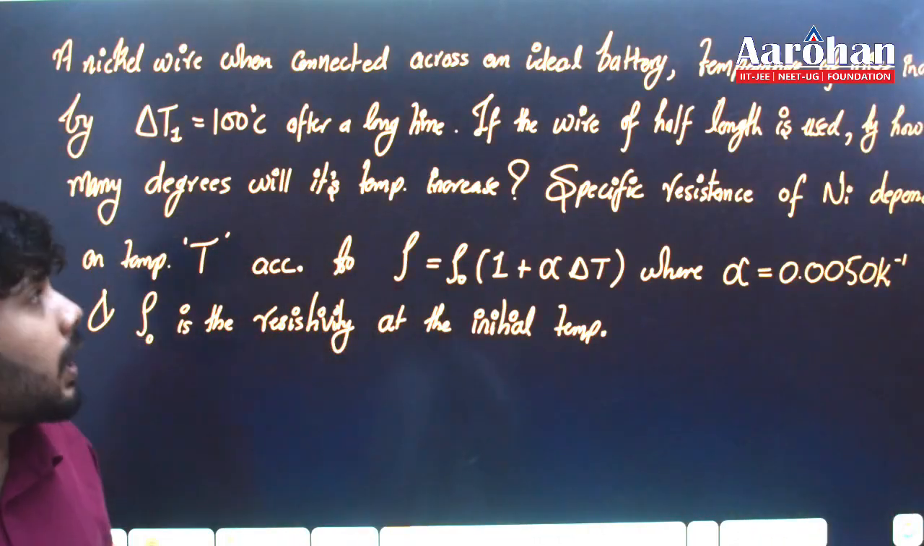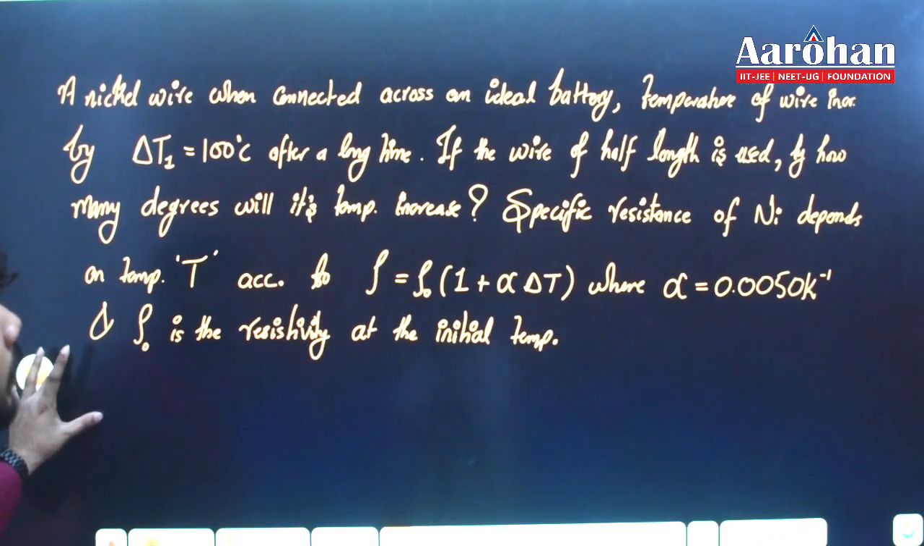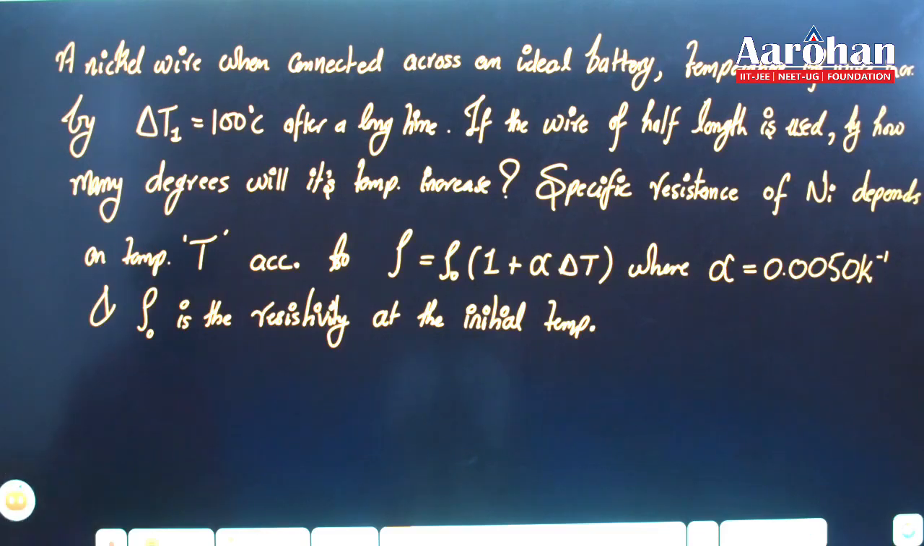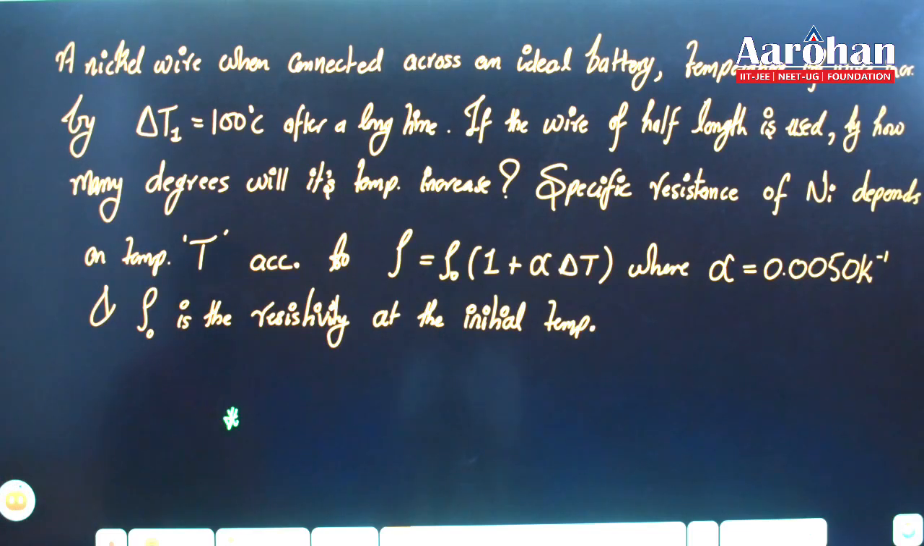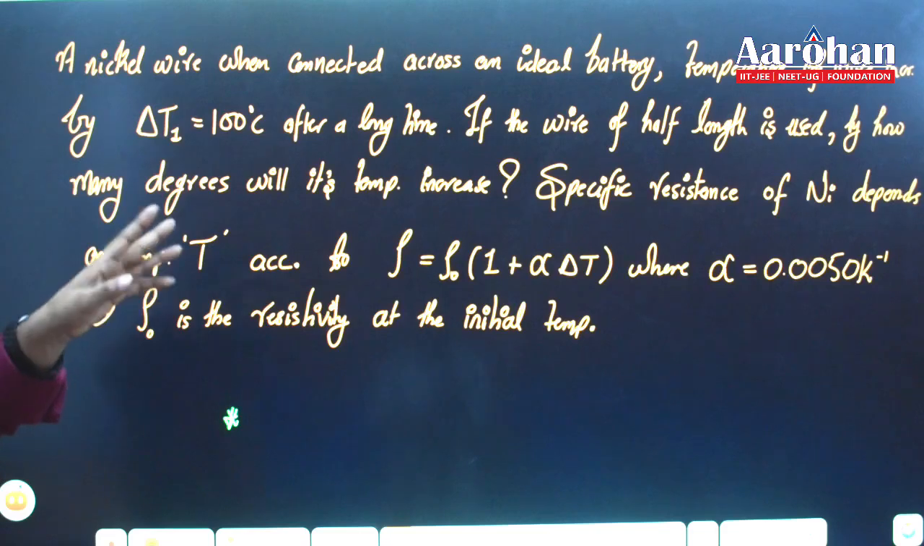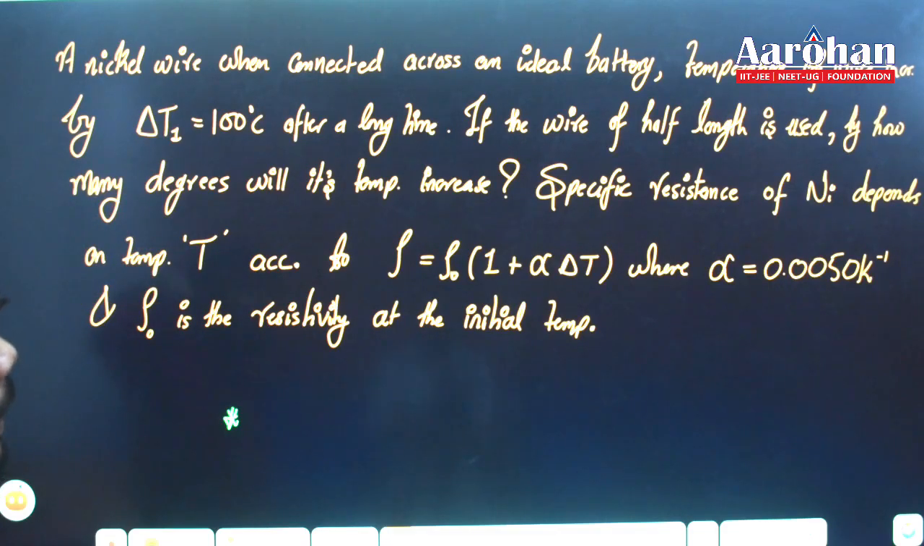So here we have something for you at the end of the class. This is the question you have to do. I will give you one hint. Here they have given you a nickel wire connected across a battery. The temperature of the wire increased by delta T1, and they have asked, if the wire is chopped to half length, how many degrees? You can get the idea of the question. So this question you have as homework.